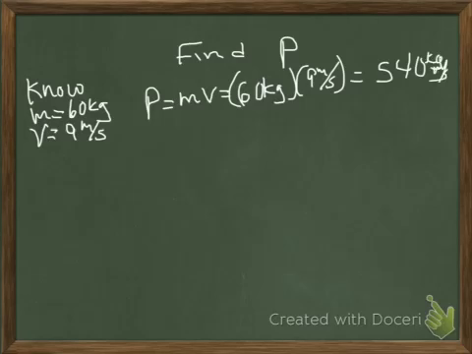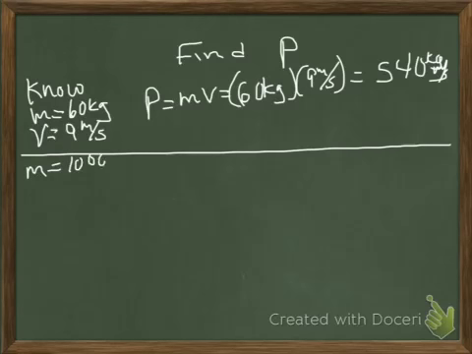Let's try one more. What about finding the momentum of a 1,000 kilogram car traveling northward at 20 meters per second? So our mass is 1,000 kilograms. Our velocity is 20 meters per second north. We've been asked to find the momentum. We know that momentum is equal to mass times velocity. Do we have enough information to solve this equation?